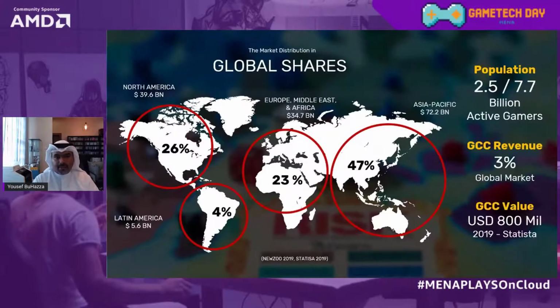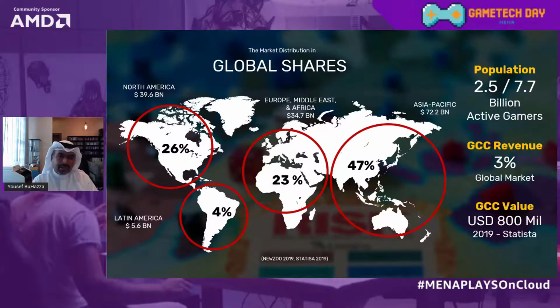The global shares of the market have been distributed. The distribution is a little bit disparate, but North America has had a huge share, but has shifted towards the Asian market. Latin America is actually seeing growth, and Brazil is showing true advancements in that area. Europe, Middle East, and North Africa acquired 23% of the market, while Asia alone is taking around 47% of that market, with 72 billion dollars in worth.